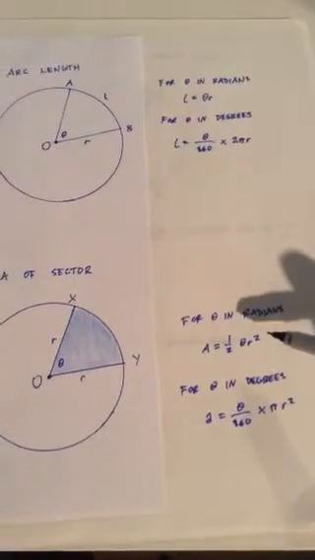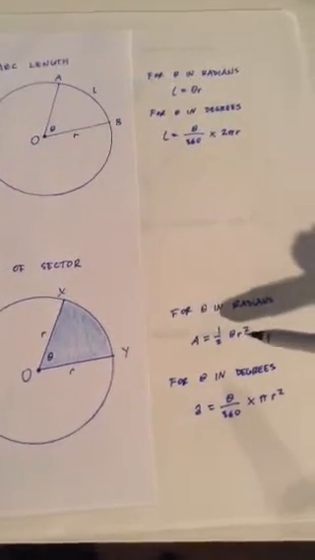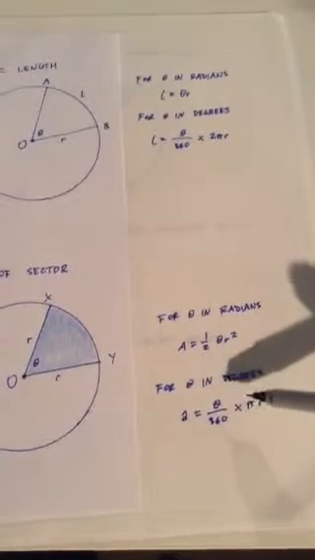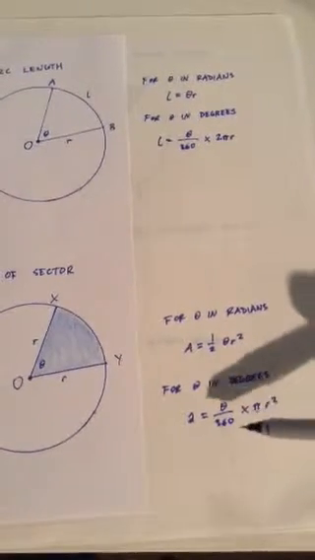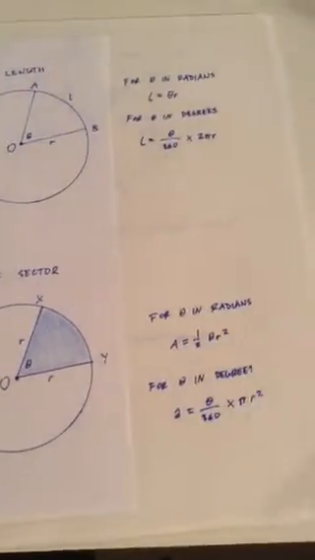Area of sector, you are trying to find this shaded region. For theta in radians, you would need to do area equals 1/2 times theta times radius squared, and for theta in degrees, it's area equals theta over 360 times pi r squared. So we should keep that in mind when we do problems.